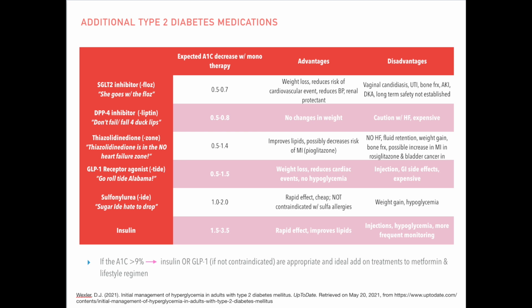So your SGLT2 inhibitors and your GLP-1s, it's important that you know that these are linked to reducing cardiac events. For your thiazolidinediones and your DPP-4 inhibitors, you need to know that you should avoid these drugs with your patients with heart failure. And then sulfonylurea, it's a cheap option, but there is a big risk for hypoglycemia. So just some important ones, but you can read over these here.